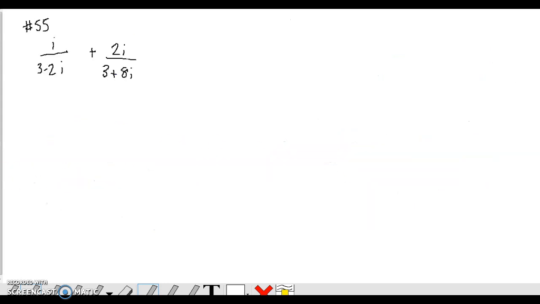All right. The last question was one I didn't talk about, fractions. So in order to add or subtract fractions, they need to have common denominators. So this is missing a 3 plus 8i, and so actually, you know what I'm going to do, we could do it that way. I'm going to run out of time on this one, so the next video will have this one on it.